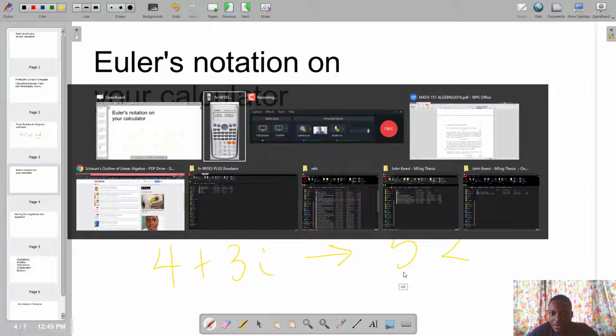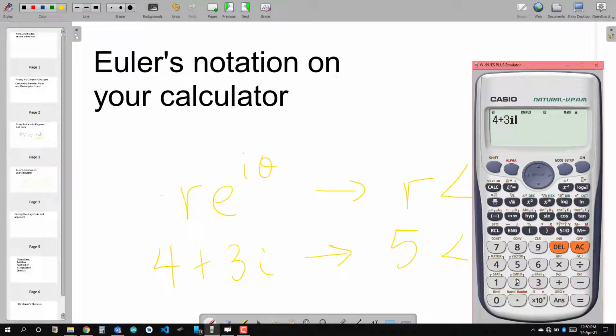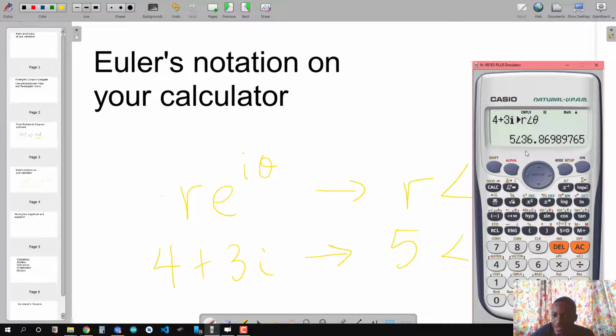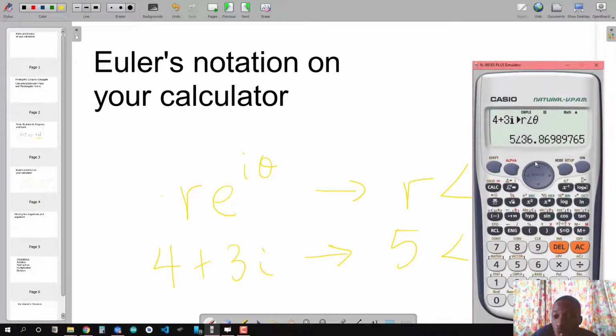And what did we get? Let's quickly do that. So 4 plus 3i, and then shift complex number 3, and it gives us magnitude angle in degrees. So 5 angle 36.9. So 5 angle 36.9 degrees.